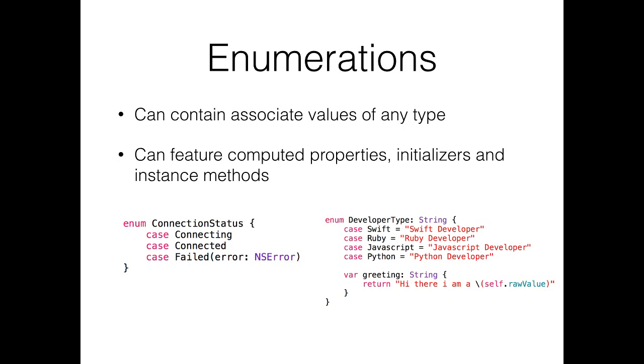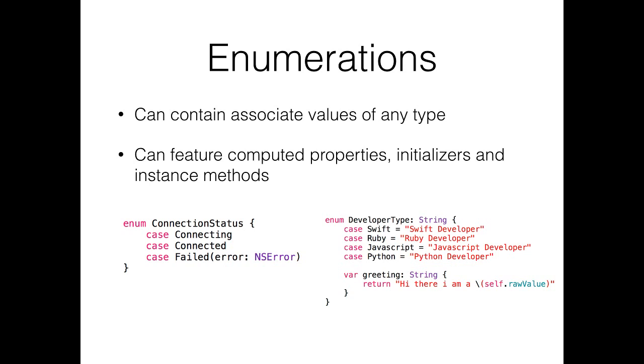Just look at this example, connection status. You can be connecting, connected, or failed. And failed is so generic. Connecting, you know that you are connecting. Connected, you know that you are connected. But failed can be for a lot of reasons. And you can attach an NSError, which is a Foundation way of saying that there's something wrong, to this enumeration. So if the enumeration is failed, you know that inside of it you can grab some information to help you while you're developing stuff. Also you can have properties, initializers, instance methods, and here's an example.